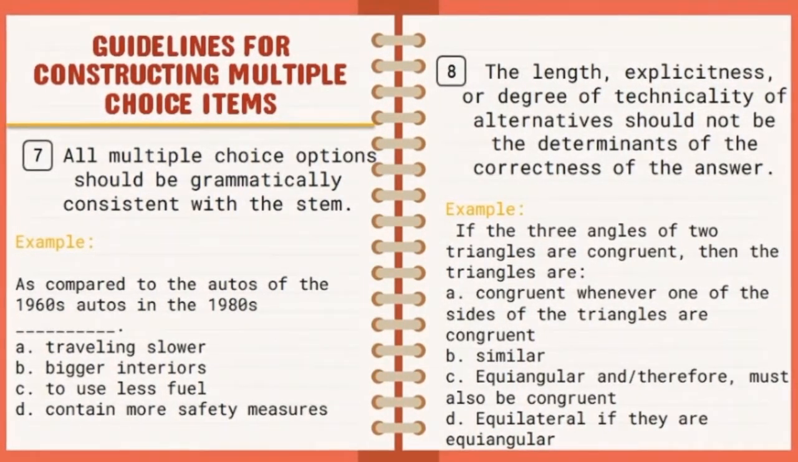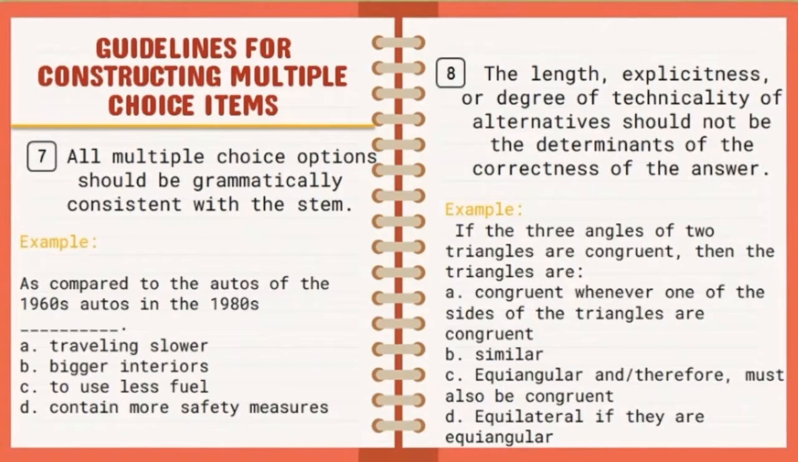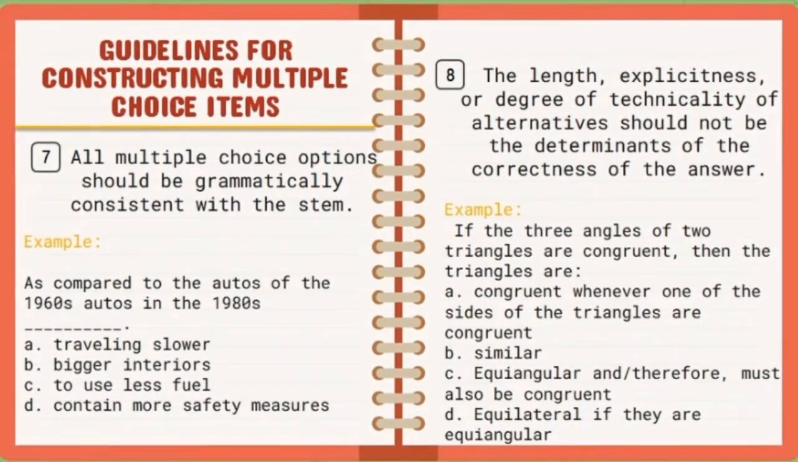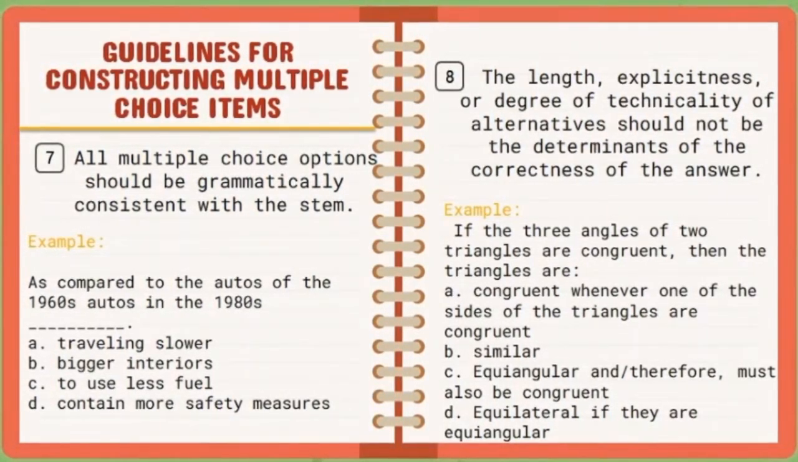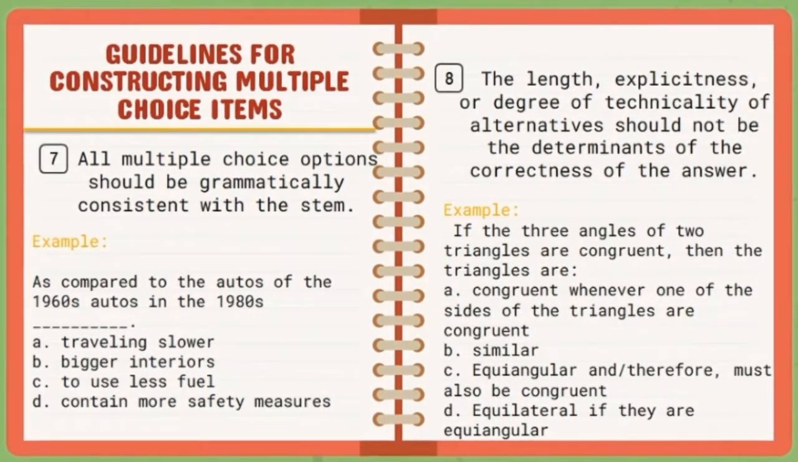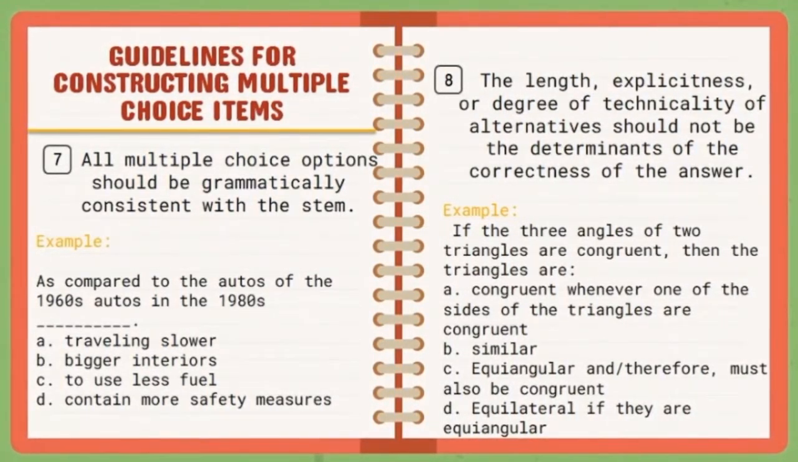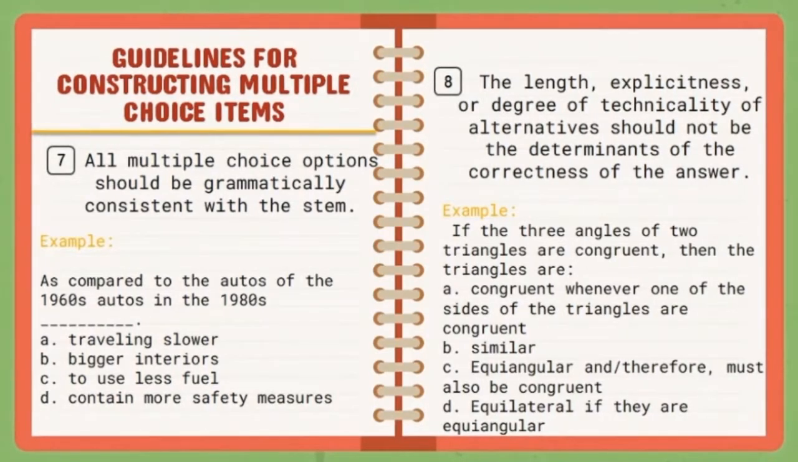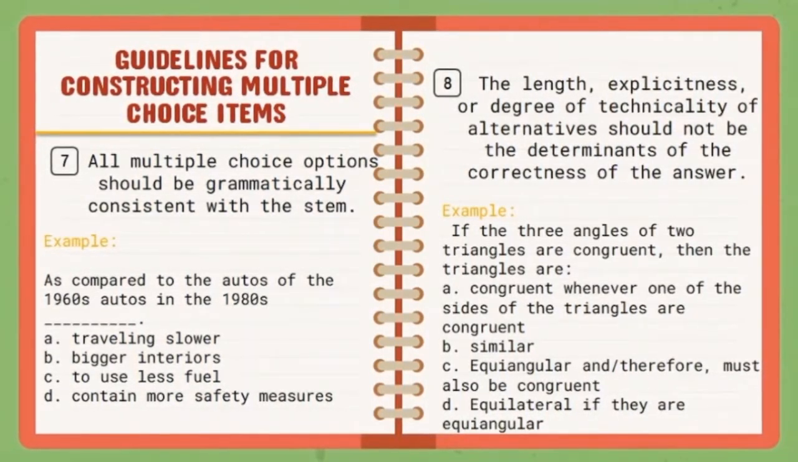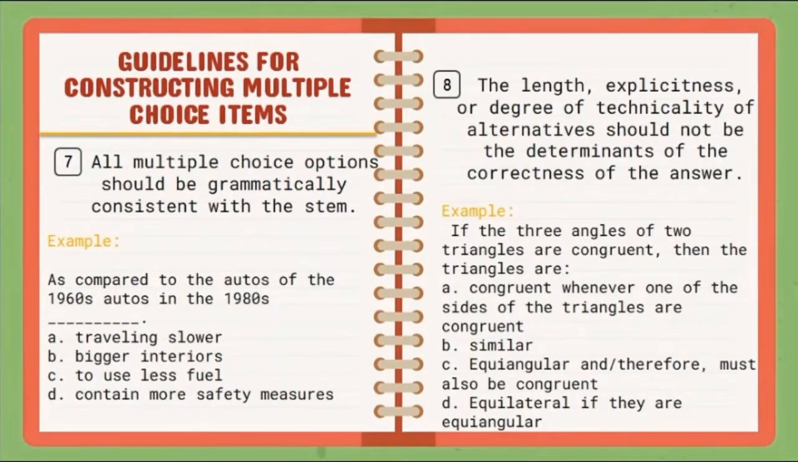For example, as compared to the cars of the 1960s, cars in the 1980s: A. Traveling slower. B. Bigger interiors. C. To use less fuel. D. Contain more safety measures.